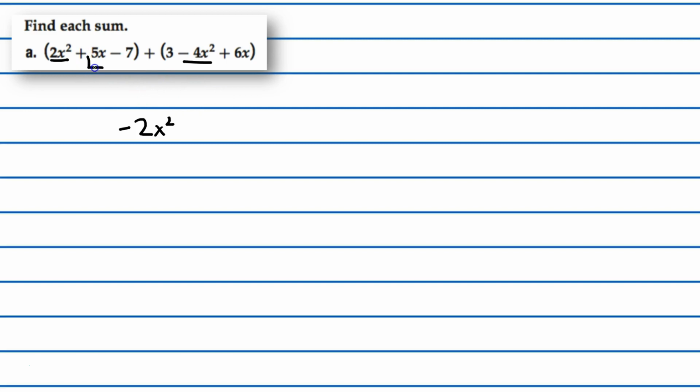Then I have 5x and 6x. So plus 11x. Then I have negative 7 and 3, which will give me negative 4. And that's it.